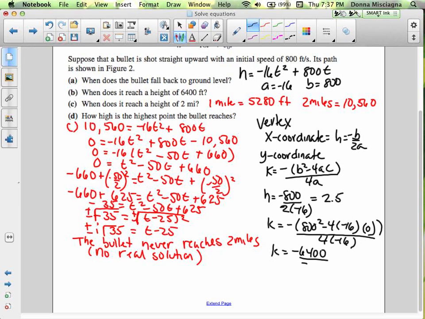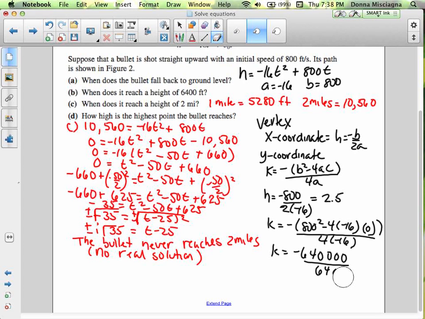Wait, no, sorry. I looked at that and thought, wait a minute. 800 squared, if we're squaring something with 2 zeros, we'll have 4 zeros, so 640,000. Divided by, well, it's nice and easy using the formula, 64. Those negatives will cancel out. And so our final height is 10,000 feet.